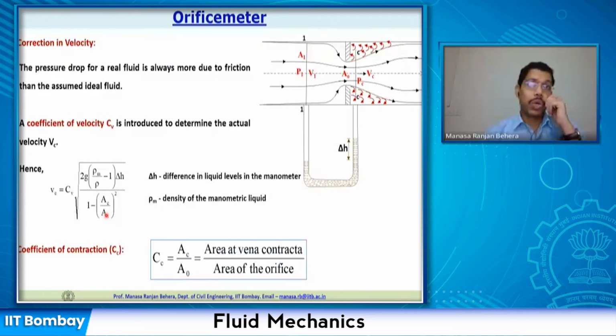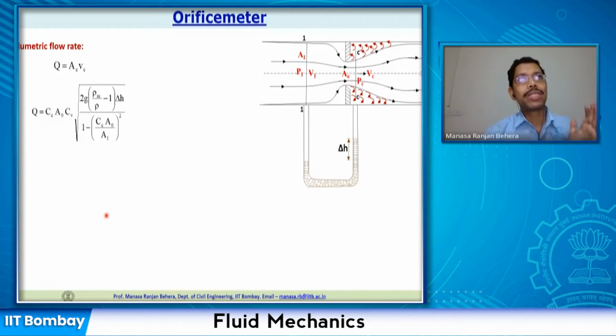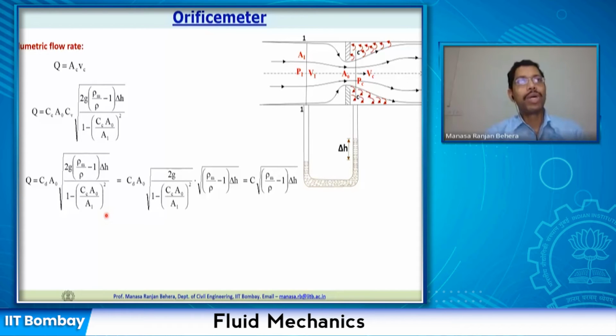Okay. So now Q is equal to Ac into Vc, and Vc is already obtained. So if we write down all this, Q is equal to Cc A0 Vc, that is Cc A0 Cv multiplied by this term. So this Cc is the coefficient of contraction and Cv is the coefficient of velocity. These two together are going to give us the coefficient of discharge for the orifice. Okay. Now this coefficient of discharge is Cd and the rest of the terms are here.